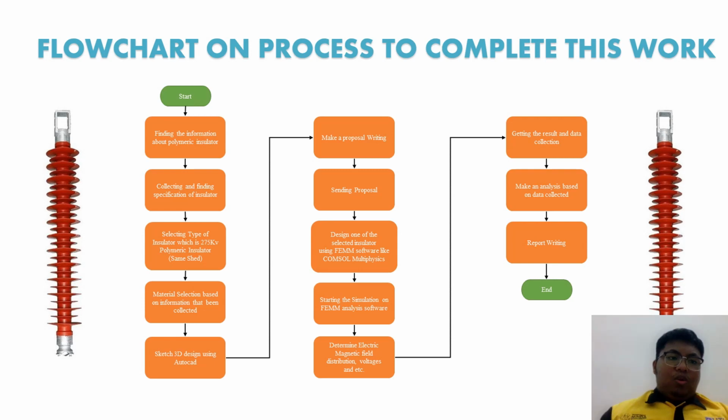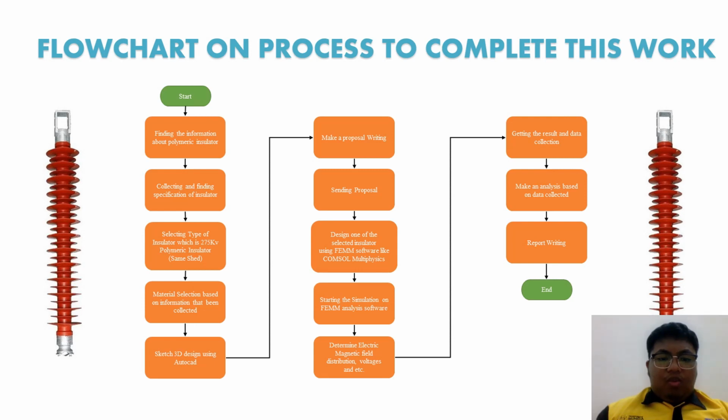Next we will go to the flowchart of the process on how we completed this work. First, we need to find information about the polymeric insulator, then we collect and find the specifications of the insulator. Next we select the type of insulator, which is a 275 kilovolt polymeric insulator, same shade. Then we make the material selection based on the information collected. After that, we sketch the 3D design using AutoCAD. Next we write and send the proposal.